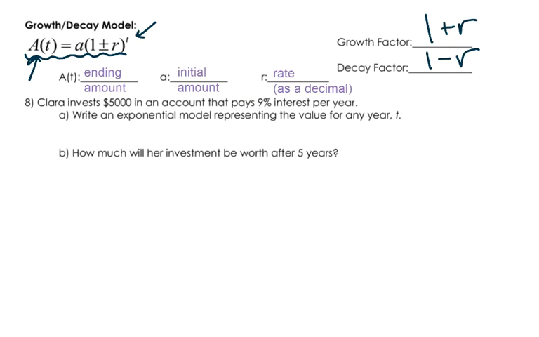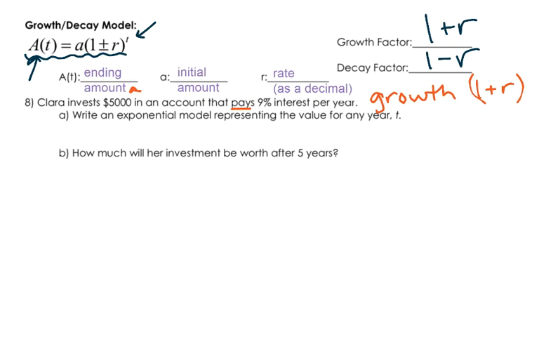Alright, let's try one. Clara invests $5,000 into an account. So $5,000 is our starting amount. If you want to kind of go along, that's $5,000 is A. Into an account that pays 9% interest each year. So right there, since it's gaining, it's going to grow, this is going to be a growth, meaning we're going to use the 1 plus r in our formula. Write an exponential model representing the value for any year t.